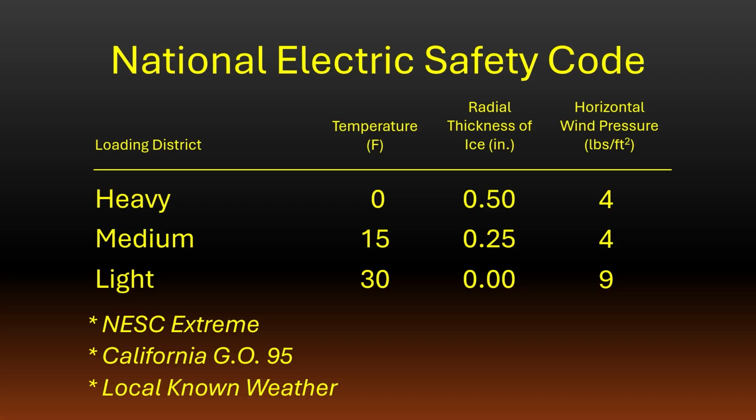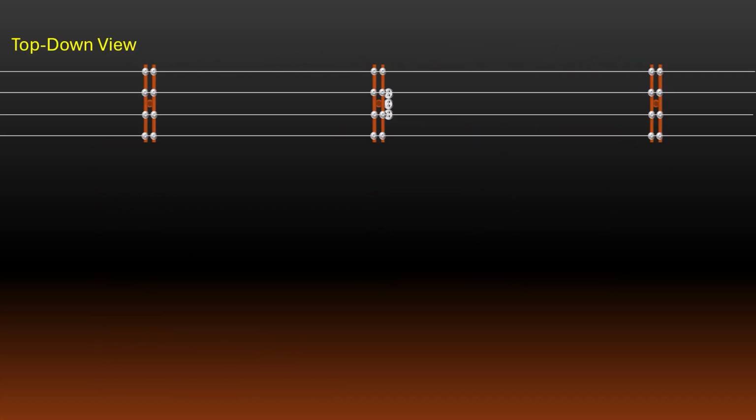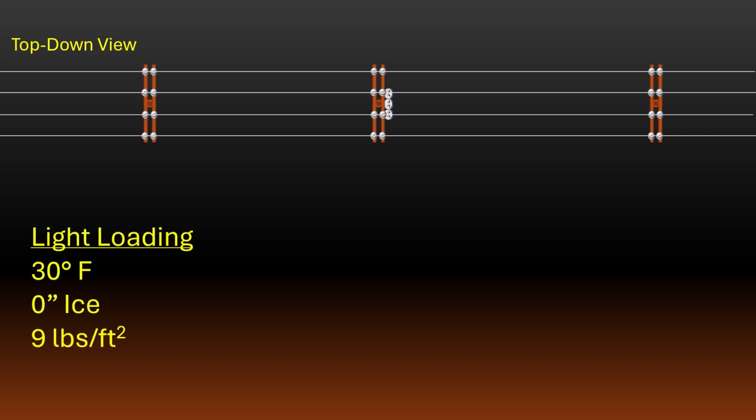Let's look at an example to see how these values are applied. Let's assume we're evaluating the same tangent pole we looked at in part 1. This pole is installed in a light loading district. According to the NESC, we need to assure our pole can withstand a temperature down to 30 degrees Fahrenheit with no ice loading and a wind pressure of 9 pounds per square foot.